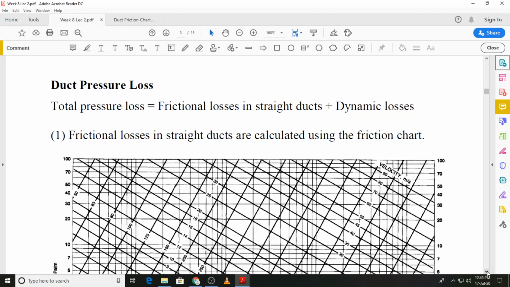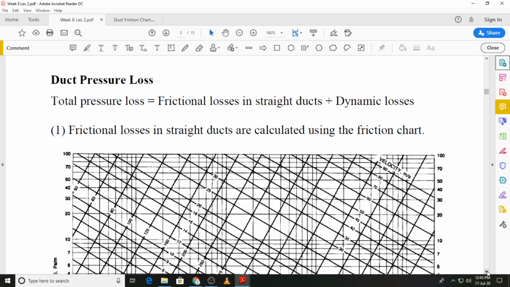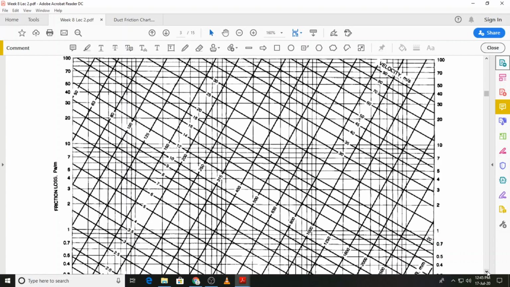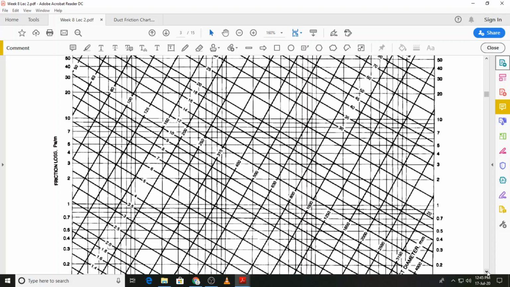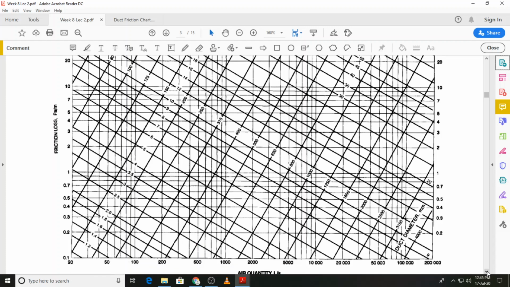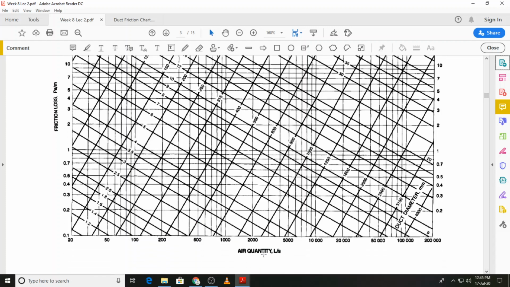And to calculate the frictional loss in a duct, we have a duct friction chart that I will bring up on the screen, and we can use this chart to calculate the friction loss through a straight length of a duct. I will come to this chart shortly and show you how we use this chart. Okay, so you can see that we have the air quantity over here and the friction pressure loss.